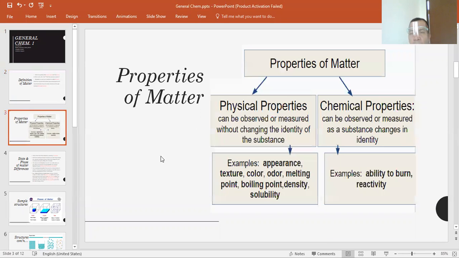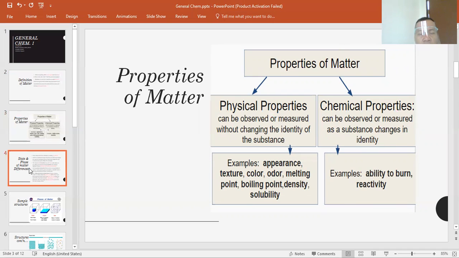Now let's take a look at the properties. When you say properties, those are the characteristics of matter. Physical properties can be observed or measured without changing the identity of the substance. Examples are appearance, texture, color, odor, melting point, boiling point, density, and solubility. Chemical properties are properties that can be observed or measured as a substance changes in identity, such as the ability to burn and reactivity.